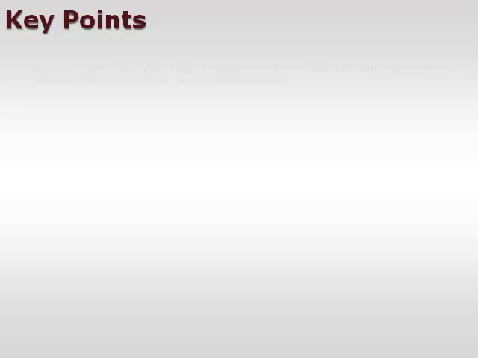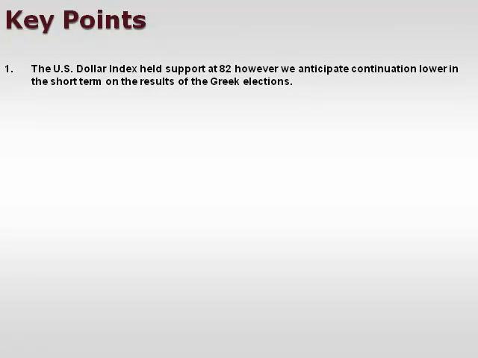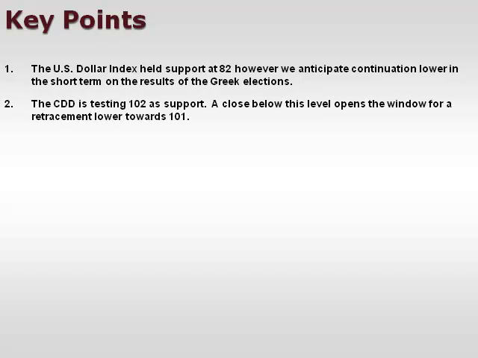Let's review our key points. First of all, the US dollar index held support at 82 last week. However, we anticipate a continuation lower in the short term on the results of the Greek election. The CDD is testing 102 as support. A close below this level opens the window for a retracement lower towards 101.